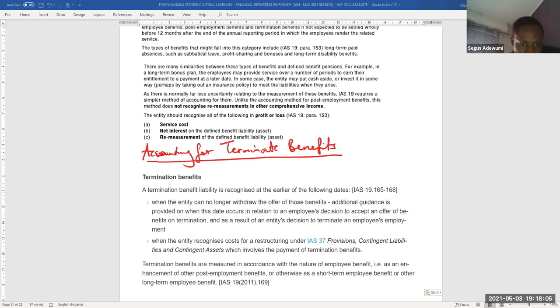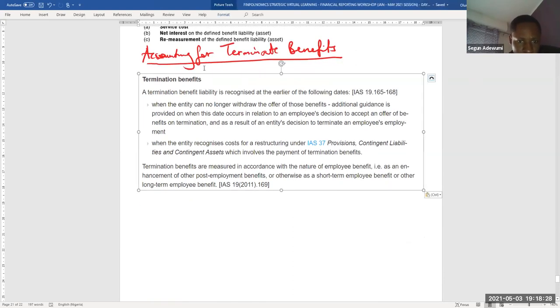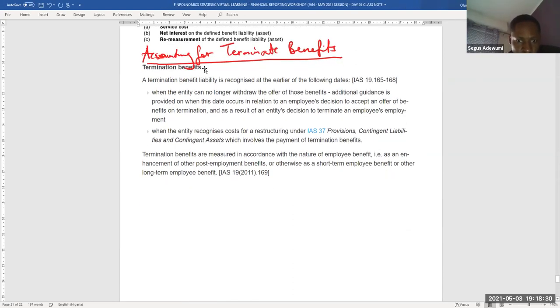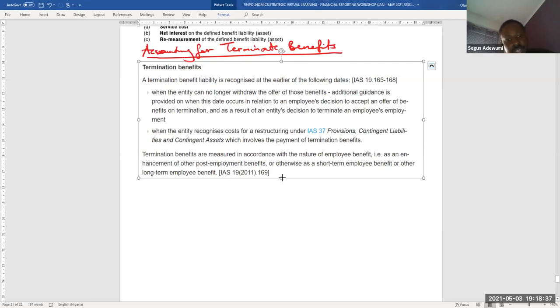Two, when the entity recognizes cost for a restructuring under IAS 37, provisions, contingent liabilities, and contingent assets, which involves the payment of termination benefits. Termination benefits are measured in accordance with the nature of employee benefit, that is, as an enhancement of other post-employment benefits, or otherwise as a short-term employee benefit or other long-term employee benefit, IAS 19.